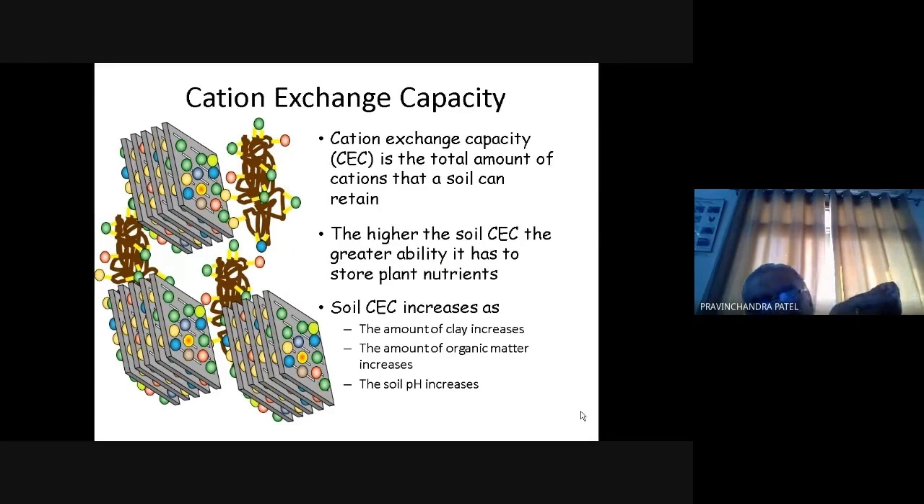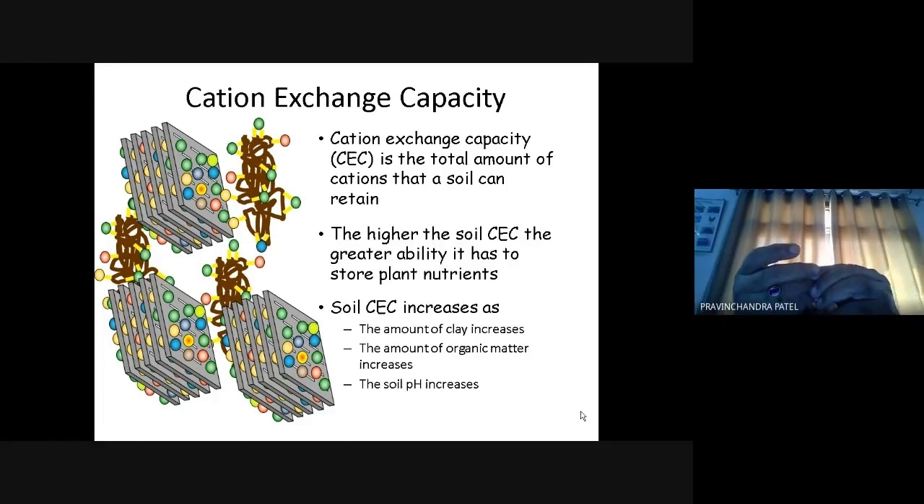Then cation exchange capacity, denoted as CEC, is the total amount of cations that a soil can retain. So the exchange of the cations from root to soil solution. Total amount of cations, calcium, magnesium, potassium, sodium, and so on, that a soil can retain. How much cations are retained by the soil, that is called cation exchange capacity. The higher the soil cation exchange capacity, the greater ability it has to store plant nutrients.